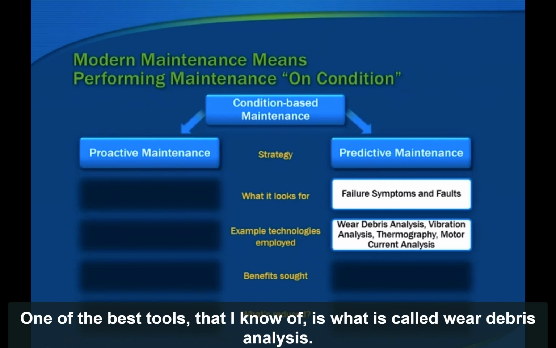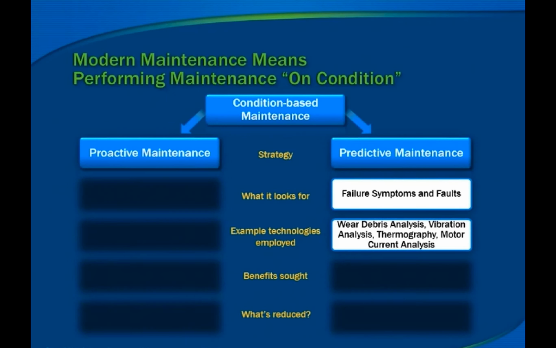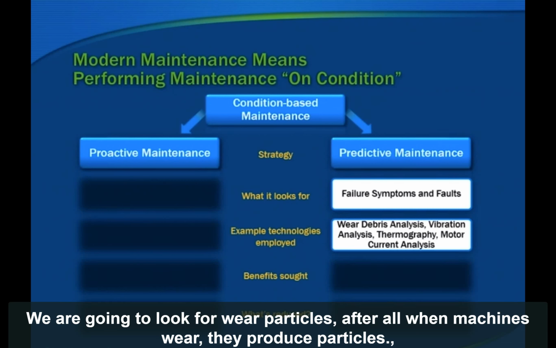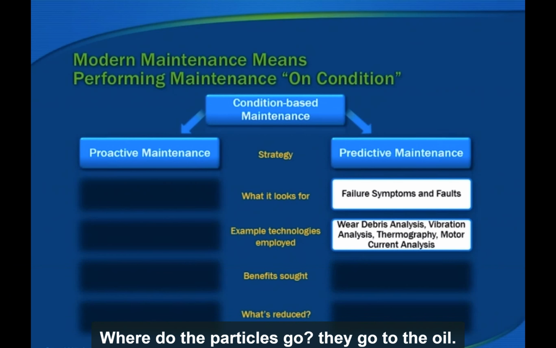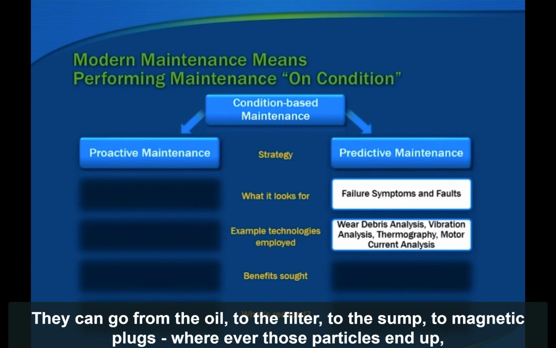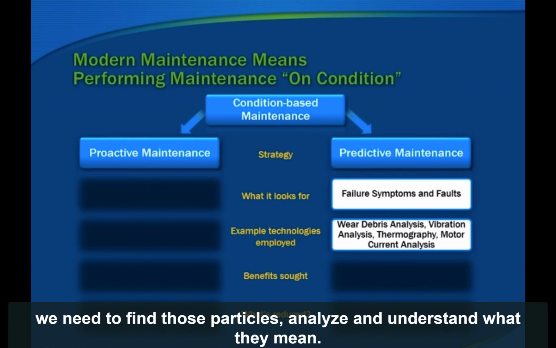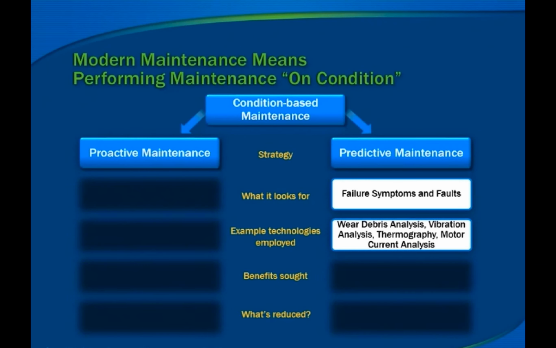One of the best tools that I know of is what is called wear debris analysis. We're going to look for wear particles. After all, when machines wear, they produce particles. Where do the particles go? They go to the oil. They can go from the oil to the filter, to the sump, to magnetic plugs. Wherever those particles end up, we need to find those particles, analyze them, and understand what they mean.